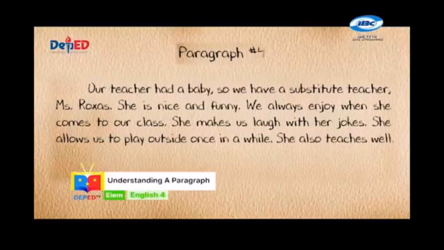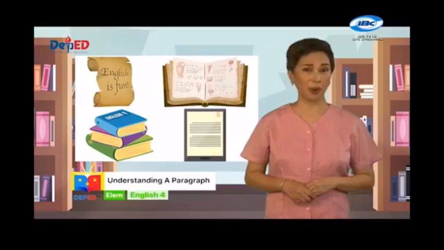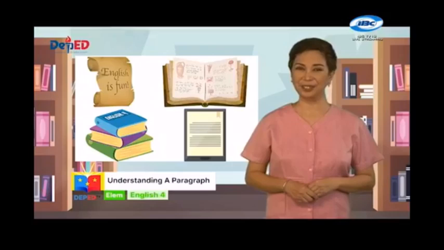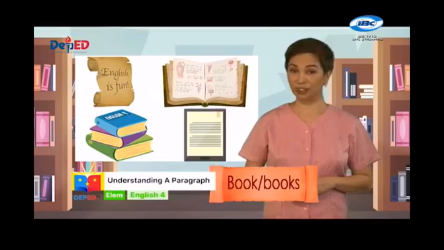And for the last paragraph, if you wrote a check mark, then you are correct. Number four paragraph focuses on a single idea, which is about our substitute teacher. I have here four pictures, and these pictures have one thing in common. Can you guess what the word is? Here's another clue. Most of these are found in the school library. If your answer is book or books, then you got it.